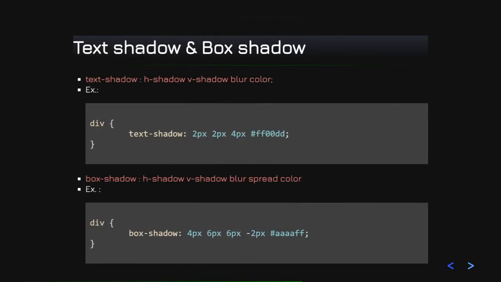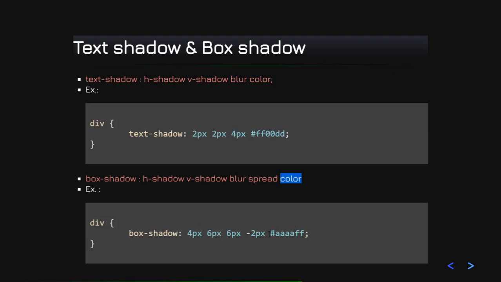Now let's talk about text shadow and box shadow. Text shadow is a property that allows us to specify a shadow for a text. We can specify the shadow horizontally, the shadow vertically, the level of blur, and the color of the shadow. You see it here, this is the color. The box shadow is very similar to the text shadow. It's just a shadow around the box, around the border of the HTML component, and it has similar property values: the horizontal shadow, vertical shadow, blur, the spread of the shadow, which defines the thickness of the shadow, the width of the shadow, and the color.